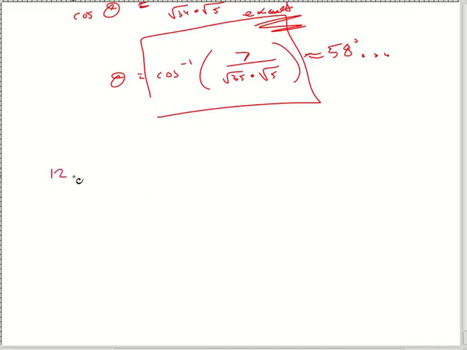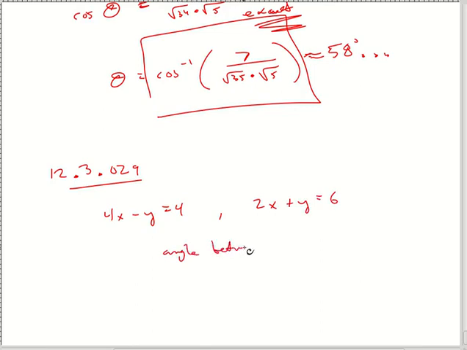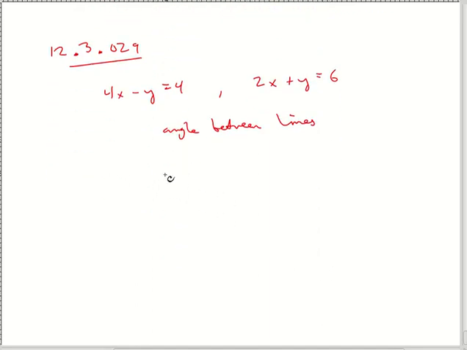Okay, 12.3, problem 29. This was kind of an interesting problem. I got 4x minus y equals 4, and 2x plus y equals 6, and they want to find the angle between the two lines. I didn't write this on my paper, but they're probably asking for the acute angle between those two lines. I could be wrong, I can't remember.